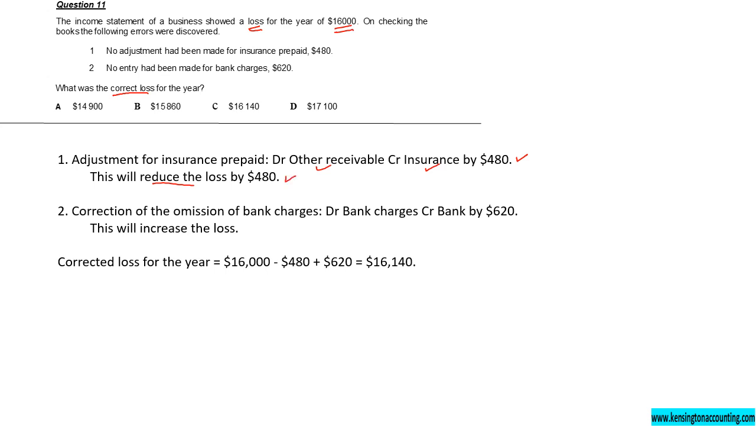Item number 2, no entry has been made for bank charges. Therefore, the correction would be to debit bank charges and credit bank 620. When you debit bank charges, this will increase the bank charges expense, and therefore this will increase the loss. The corrected loss is: we start with 16,000. The first item reduces the loss, therefore it is minus 480. The second item increases the loss, therefore you add 620, and the final corrected amount is 16,140. Therefore, the answer is C.